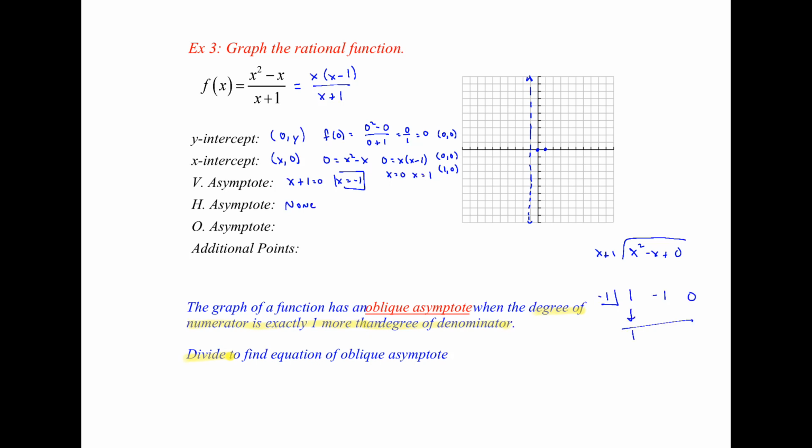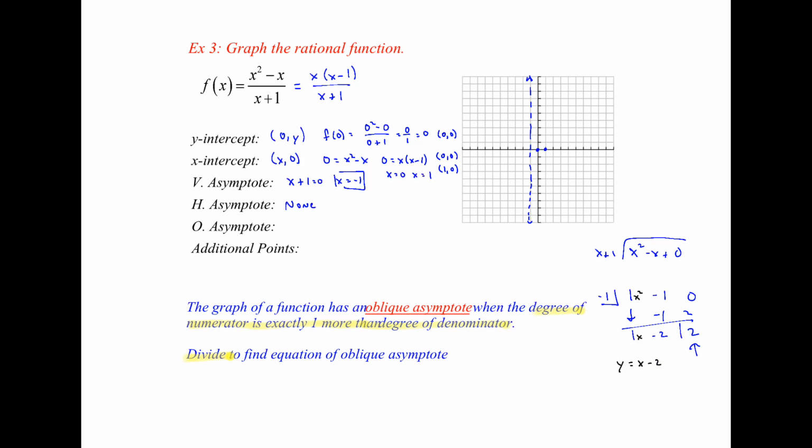So carry down the 1, get negative 1, negative 2. You get 2, and then your remainder is 2. Now your remainder actually doesn't matter when you are doing division in terms of finding your oblique asymptote. And so what we have left is, we started with x squared, and so now we're down to a linear equation. If the degree is always 1 higher, you'll always be left with a linear equation. So it's y equals x minus 2.